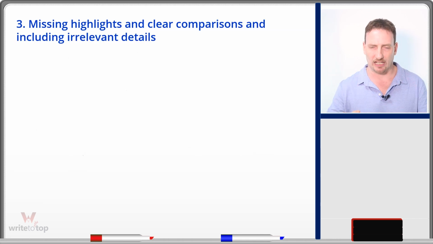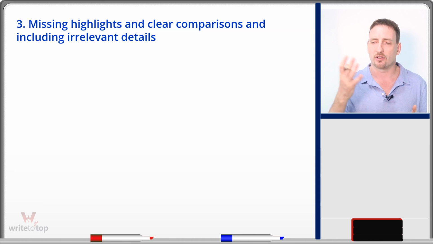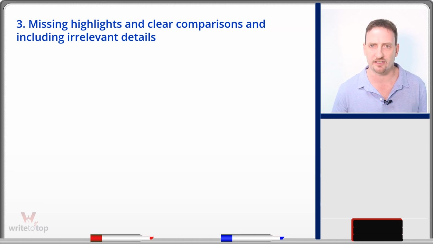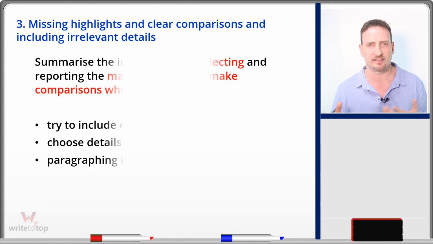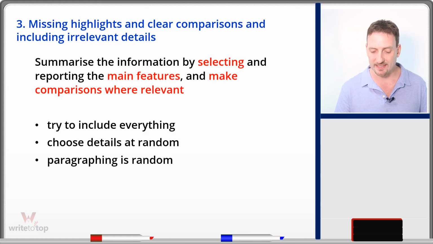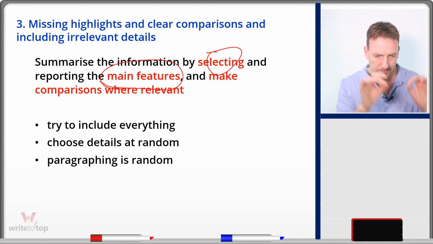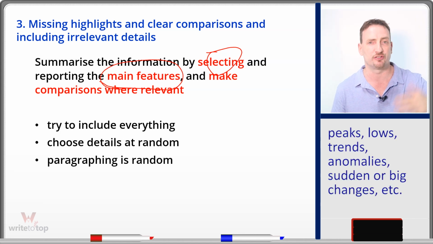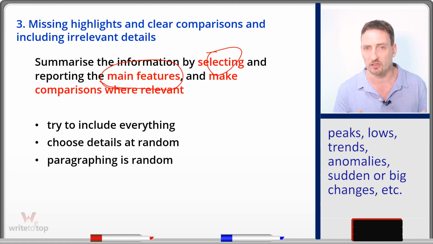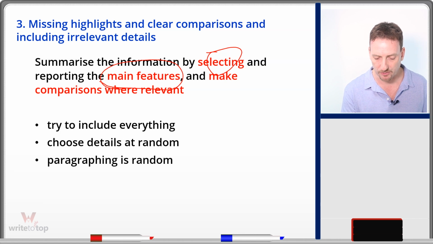Now, a lot of people also don't realize that there is a specific function to this section of the test. They want to see that you can take certain information and put it into sentence form, right? So a lot of people miss highlights and clear comparisons, and they include irrelevant details. Notice that the instructions for every summary are going to be the same. Make sure that you select main features. It means don't put in everything. Take out whatever you think are the most important things, like peaks and high points, low points, trends, patterns, things that are unusual, right? And make comparisons where relevant.